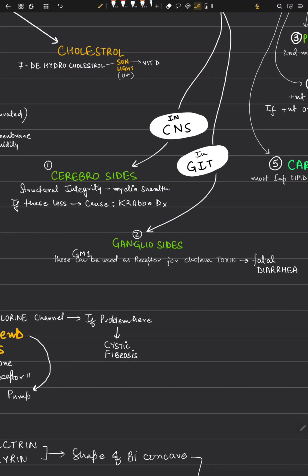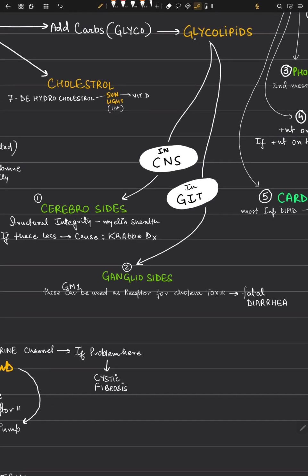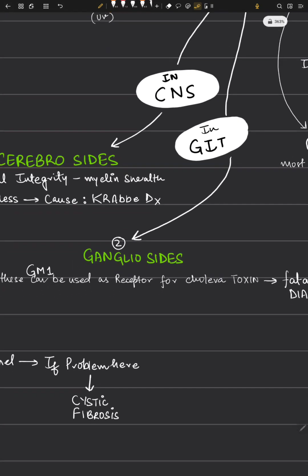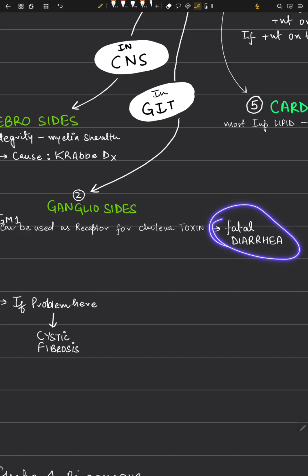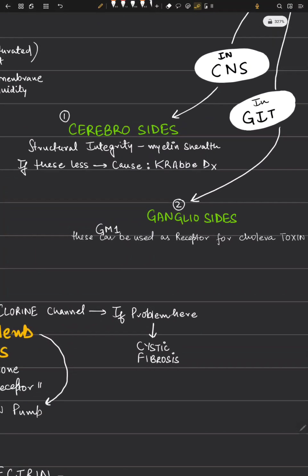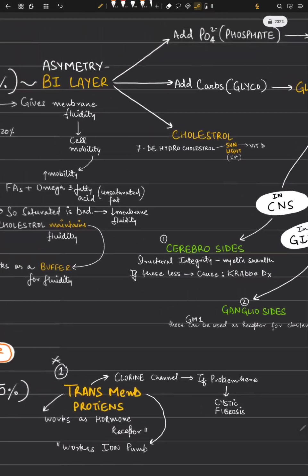Okay, so another one is GIT. They are found in GIT. Another glycolipid that is found in GIT is ganglioside. I just remember this as G for GIT and G for ganglio. These gangliosides are present as a receptor, and they can be used by cholera toxin. And again, fatal diarrhea can happen. It can kill you. This is the GM1 receptor. It's just simple knowledge, that's it.